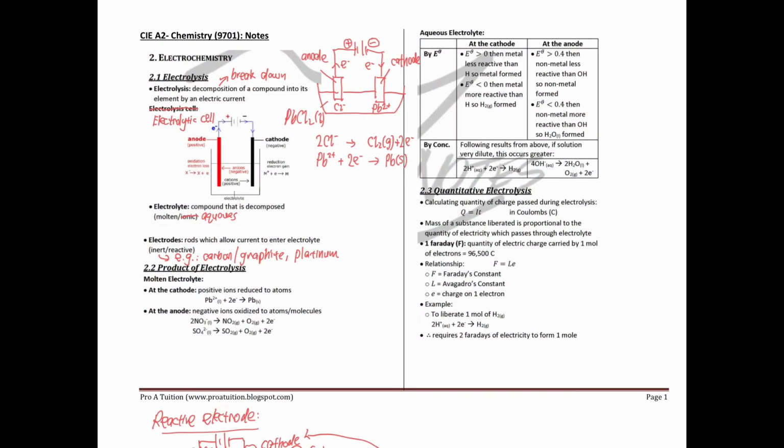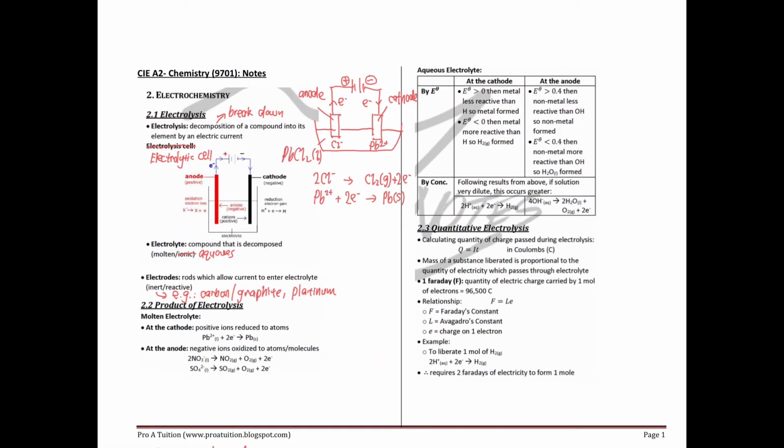Let's look at the next part. So we finish up molten already. Molten is quite simple. The only anion will change to product. The only cations available in the molten form, which is the lead-2 ion, will change to the product. So we are not going to have a complicated scenario.